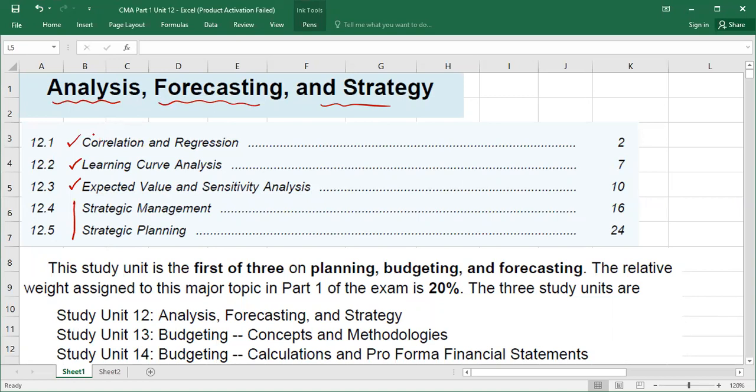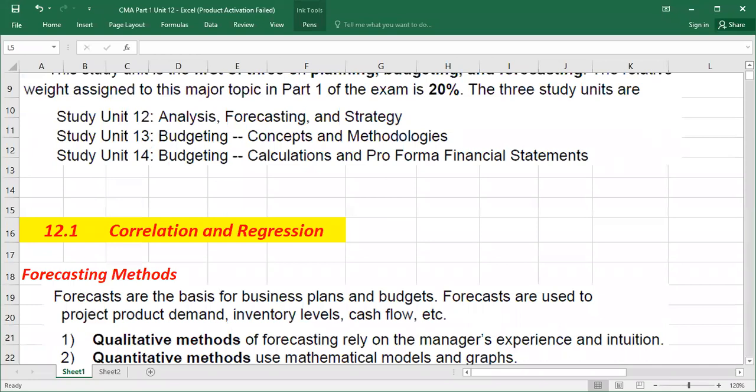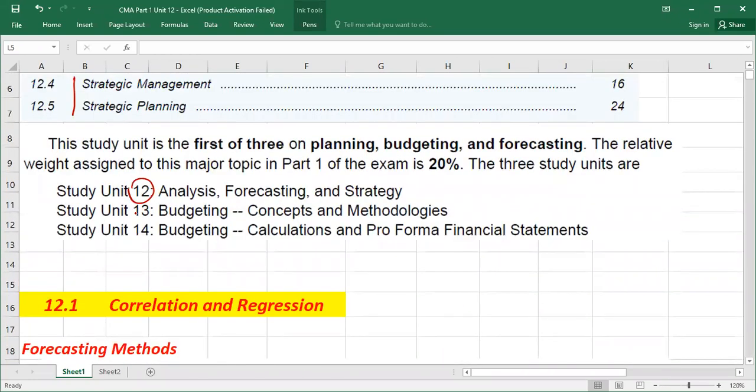So we are going to start with correlation and regression analysis. Please remember, guys, unit number 12 which we are going to start today, 13 and 14 is about budgeting, 12 is about forecasting and strategy, but 13 and 14 is about budgeting. So these three chapters are called the planning, budgeting and forecasting domain, and it is 20% of your exam. This chapter, especially unit 12, is also very important from an essay point of view, because sometimes they test the question in essay style.